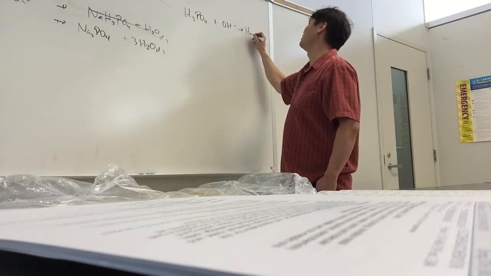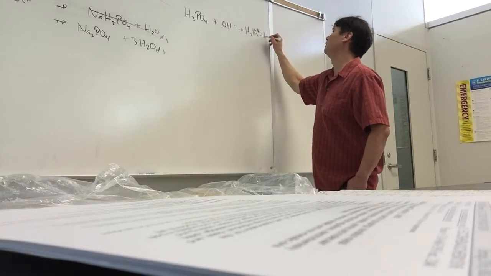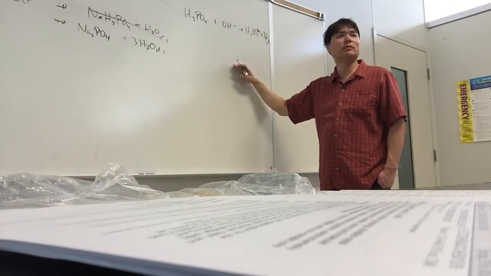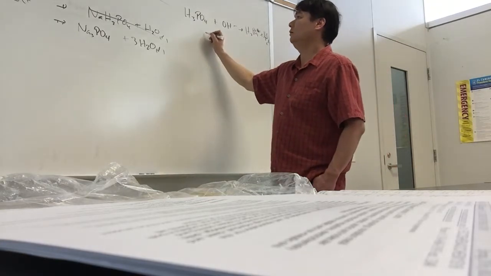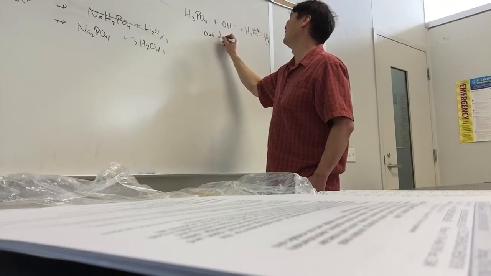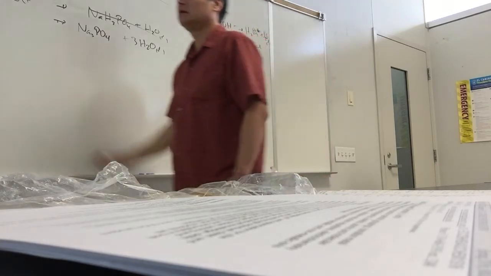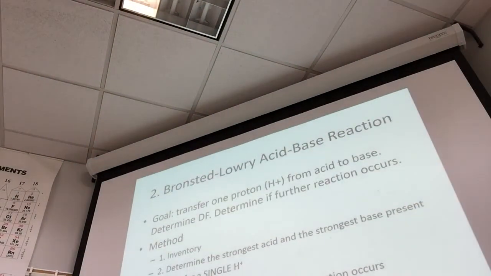And so we'd form dihydrogen phosphate plus water. Then we'd look for subsequent reactions from here, but we only do it one step at a time. Here we do full reaction. Same reaction. Right. All right.